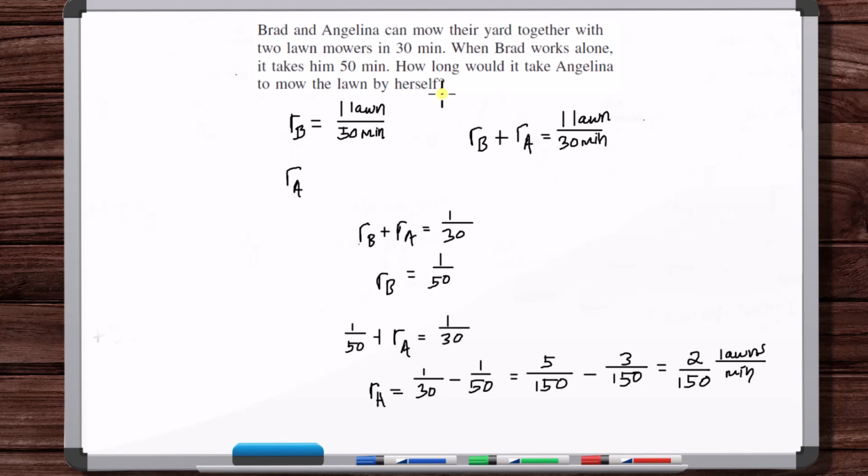Okay, so how long would it take her to do 1 yard? Well, okay, we need to simplify this. It's all right. We can divide by 2. So 1 lawn would take Angelina 75 minutes. That's your answer. Right?